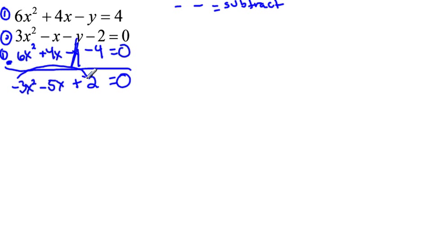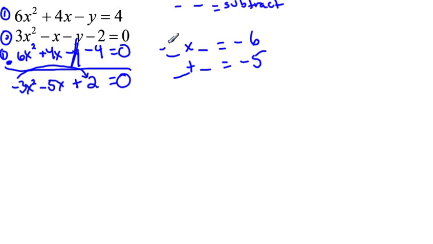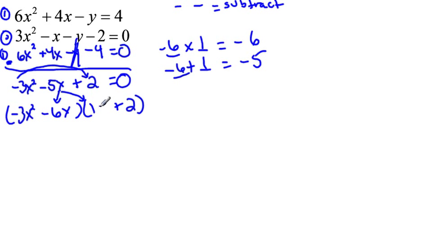So if we multiply first term times last term, we need two numbers that will multiply to give us negative 6, and that will add to give us negative 5. So our two numbers are going to be negative 6, positive 1. Now we got to factor this by decomp. So our first term and last term, the negative 3x and positive 2, stay the same. And then we break down the middle term into negative 6 and positive 1. So we'll have negative 6x and 1x.